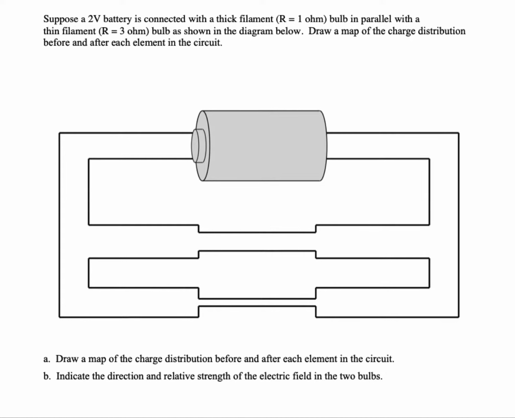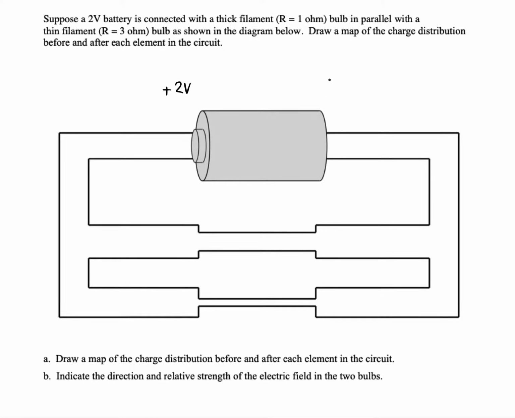In this circuit, we're going to have a thick bulb and a thin bulb wired in parallel, which is different from my previous video where they were wired in series. And we'll see that quite a few things are going to change in this situation, but some things will still be the same. Just like my previous video, we've got a 2-volt battery.